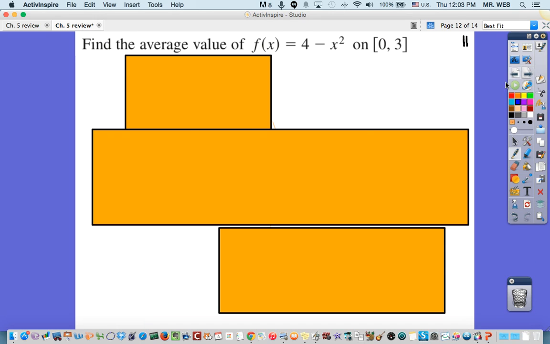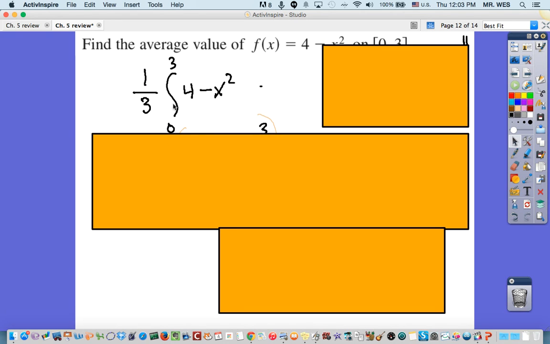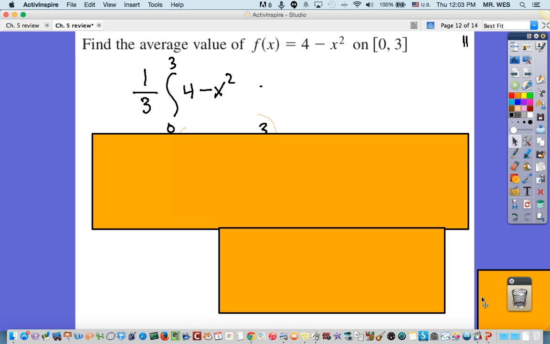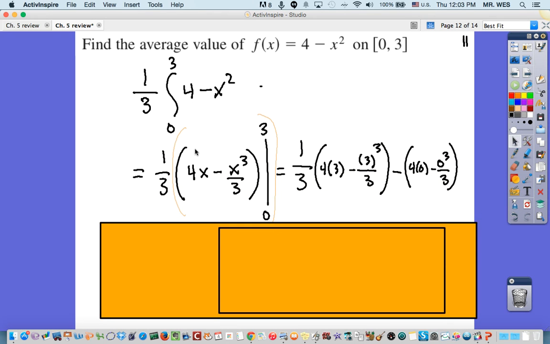Okay, the next problem. This problem is talking about the average value. And now when we're talking about the average value, we're going to have to take the integral of this on 0 to 3. So the only difference between this and just the integral from 0 to 3 is because it says average here, we know that we're going to have to divide it by b minus a, or basically the distance of the x value.